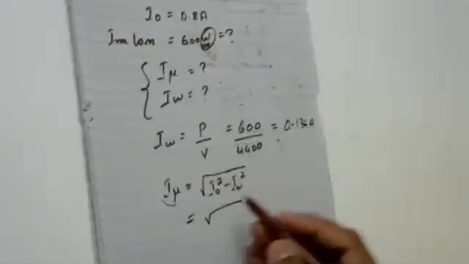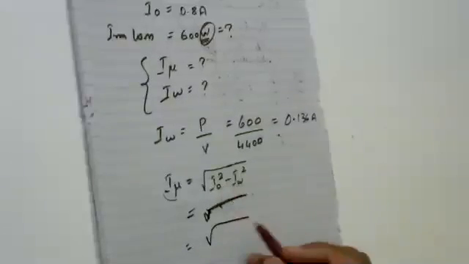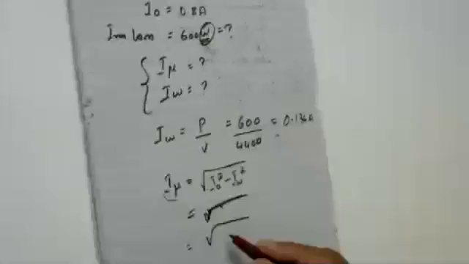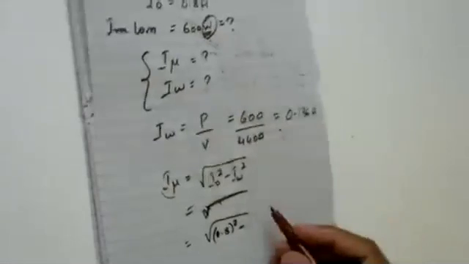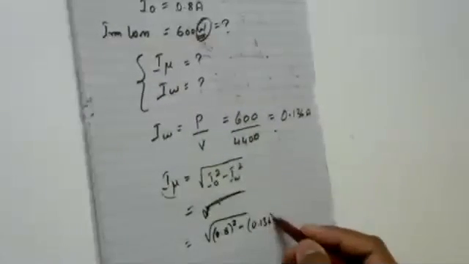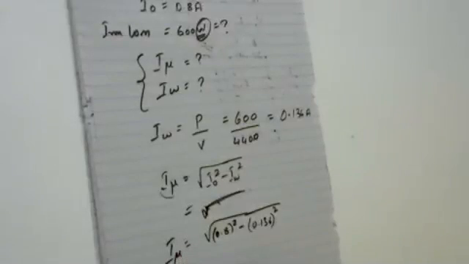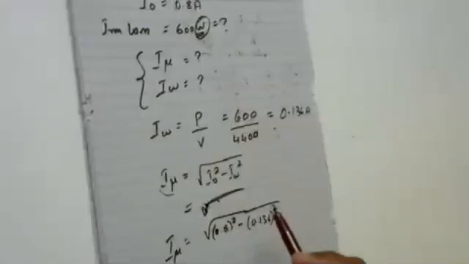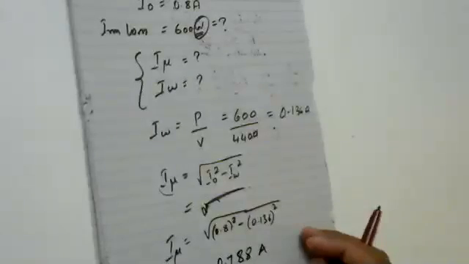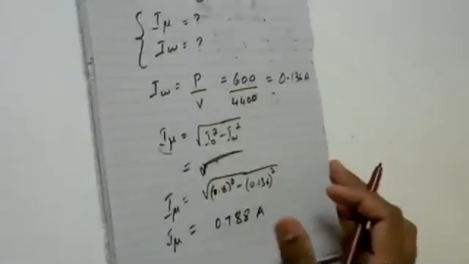So square root of, what is this I naught? I naught value he has given as 0.8. So 0.8 whole square minus IW, which is 0.136 whole square. So your value of I mu stands to be 0.788 amps. Okay, is it clear? Fine.